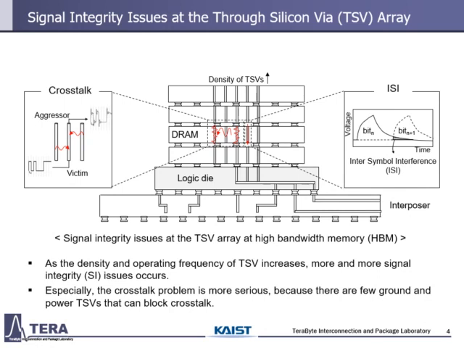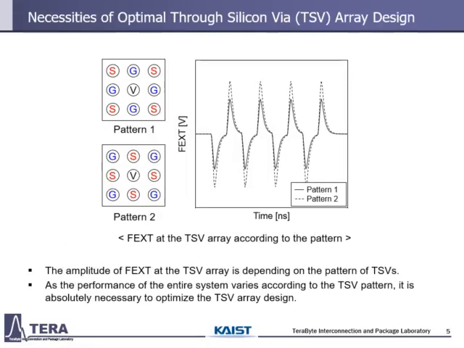Next, I will show you some SI issues at the TSV array at 2.5 or 3D IC, for example, high bandwidth memory. First, due to the impedance mismatching and discontinuity, inter-symbol interference occurs like any other interconnections. The crosstalk problem is more serious because there are few ground and power TSVs that can block crosstalk. The amplitude of FEXT at the TSV array depends on the pattern of TSV. In simple terms, the closer the victim TSV and the aggressor TSV are, the better, but because of the structural characteristics of TSV, the trend changes according to the dimension. As the performance of the entire system varies according to the TSV pattern, it is absolutely necessary to optimize the TSV array design.